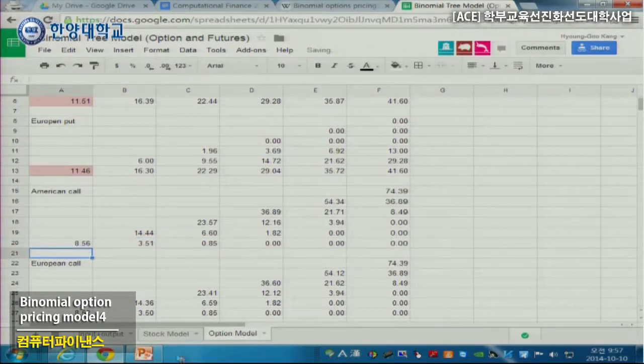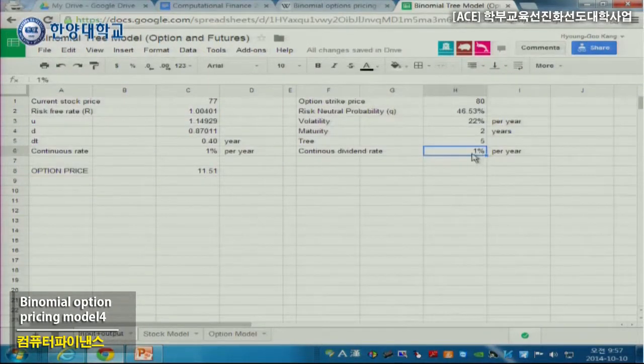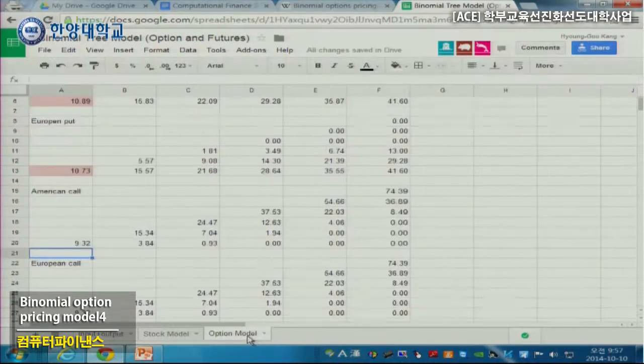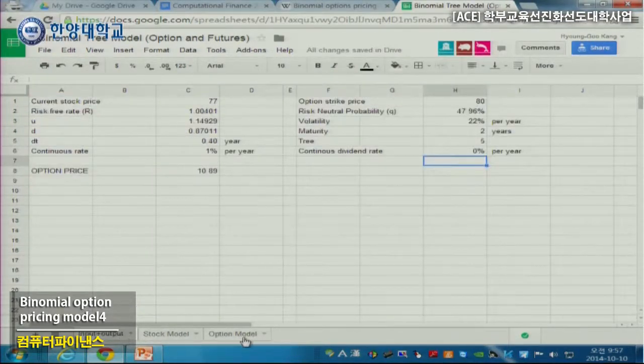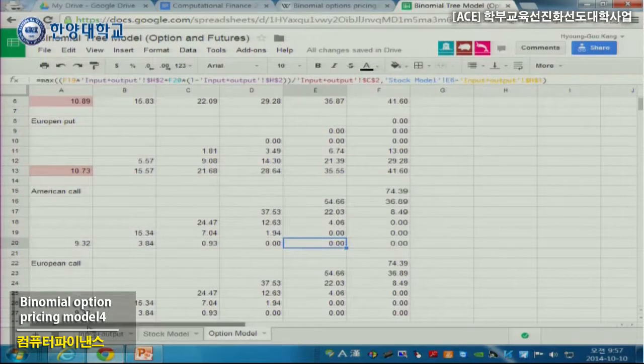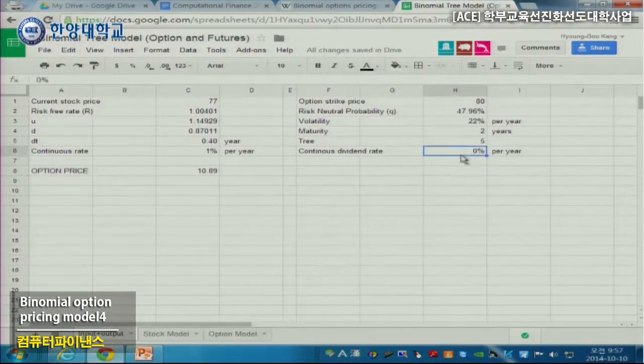Okay, so when the dividend rate is, that's strange. Okay. When the dividend rate is 0%, then they are the same. Let's increase the dividend rate to 2%, 5%. No, at 5% there is an arbitrage opportunity. No, it doesn't make sense.